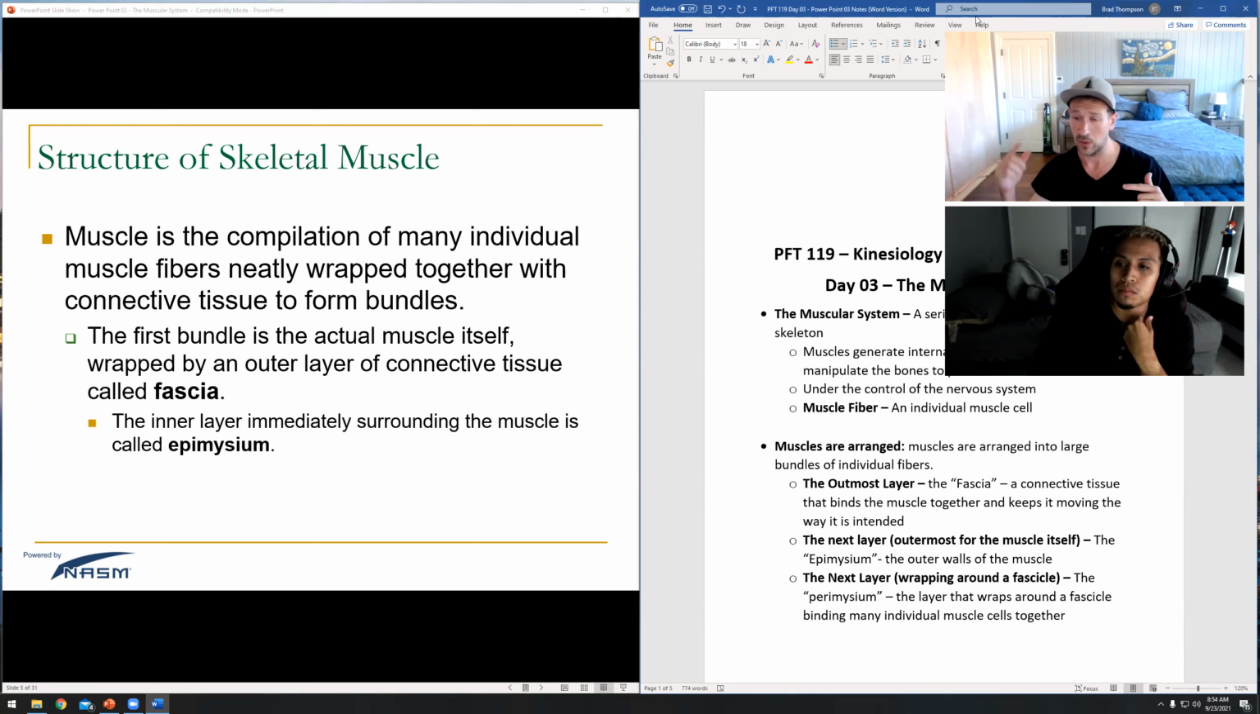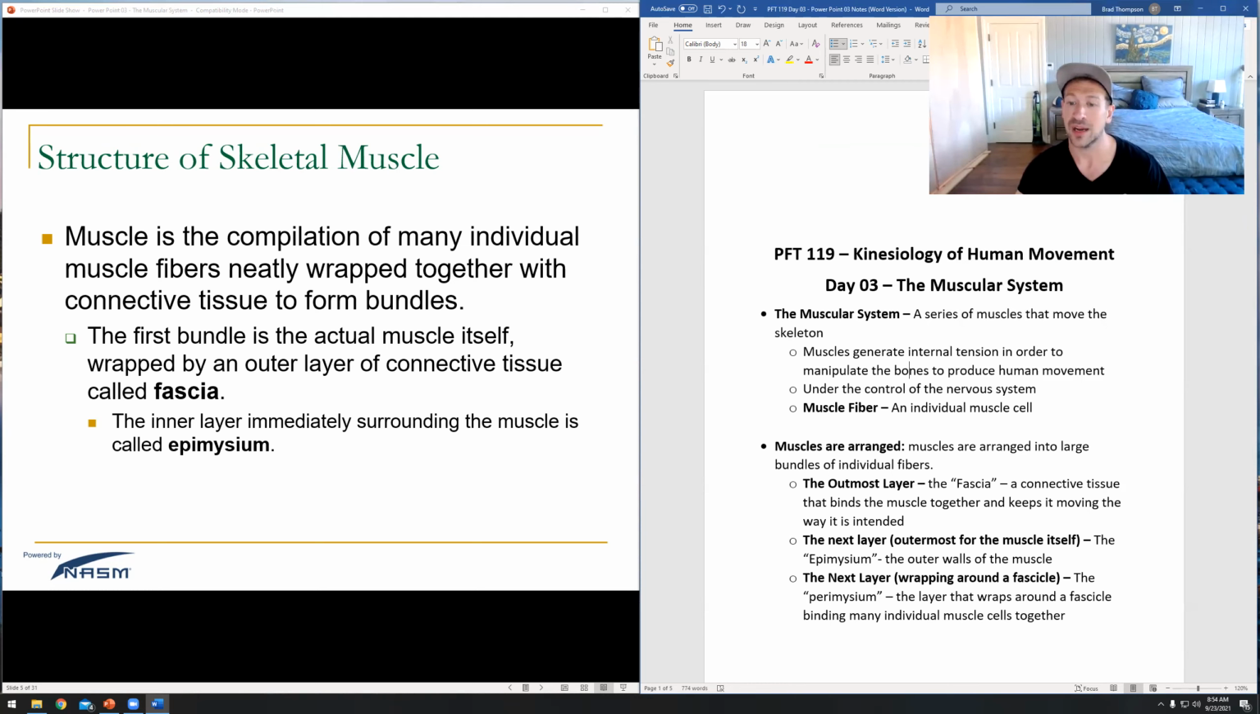And so when this fiber contracts and that fiber contracts at the same time, your muscle is essentially generating internal tension, right? So muscles generate this internal tension. And if that tension is greater than whatever resistive force it's dealing with, then the muscle is going to shorten and overcome that resistive force in order to manipulate our bones and move us around, you know?